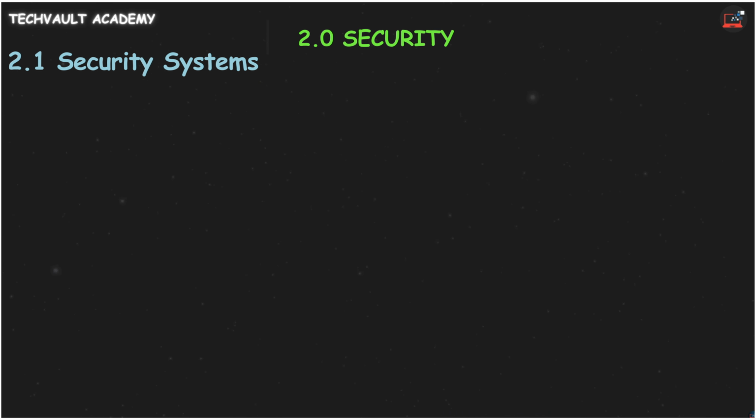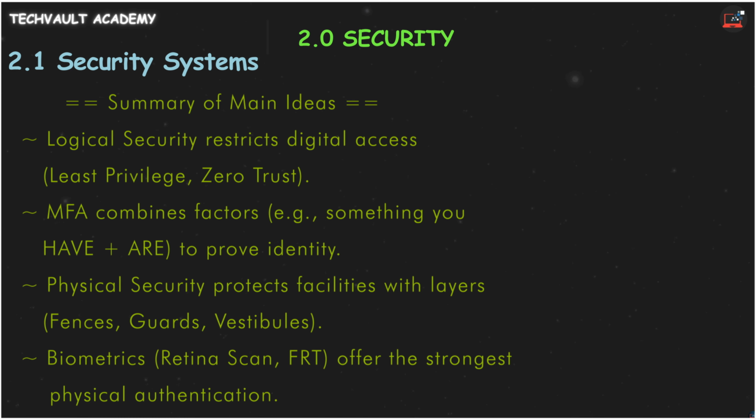To recap, logical security is about access rights. Key concepts are IAM, SSO, SAML, and the principle of least privilege. The modern approach is the Zero Trust model. MFA strengthens logins by requiring multiple factors, like something you have, an app generating a TOTP, and something you are, a biometric. Physical security protects facilities.